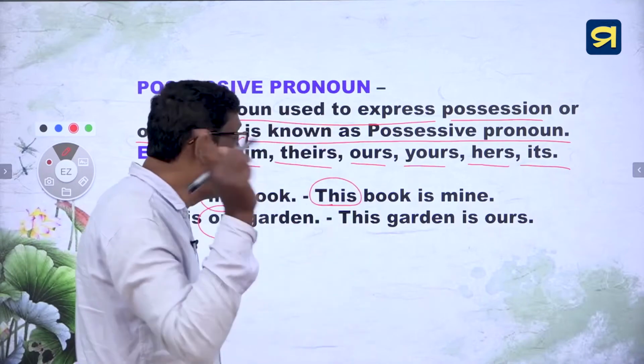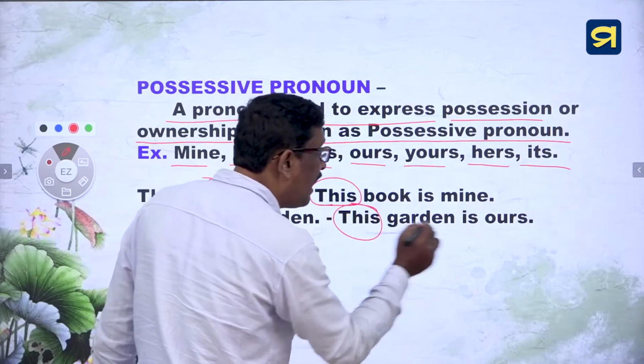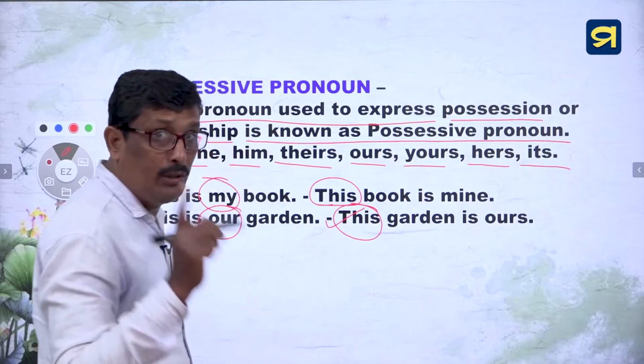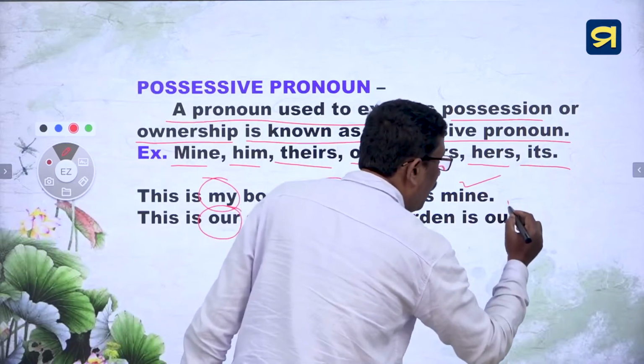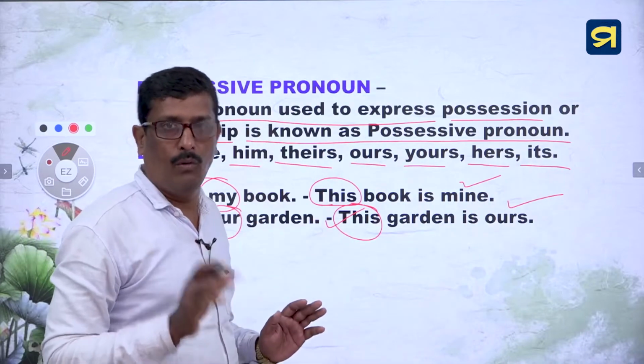It is not the pronoun. This garden is ours. It is not used as the pronoun. It is used as an adjective. But you see, here mine and ours. These are the different kinds of pronouns. Okay, dear students?